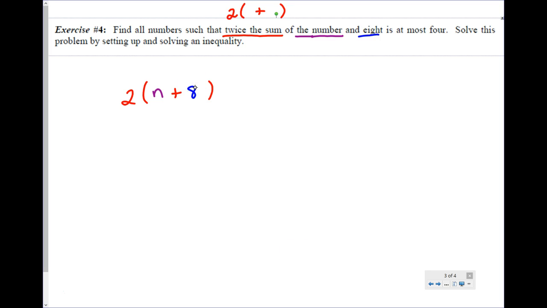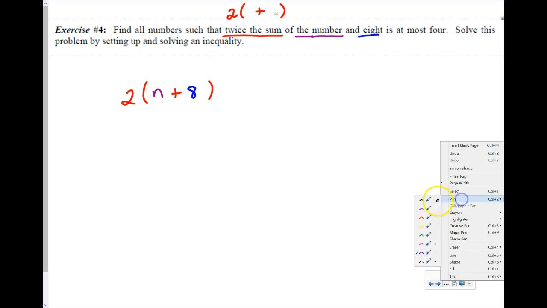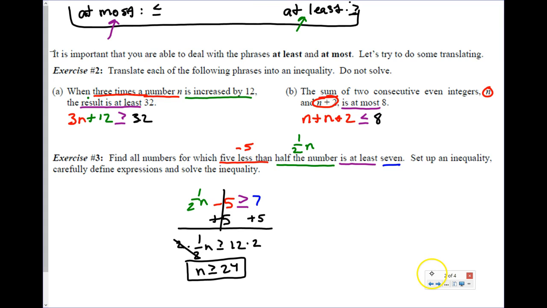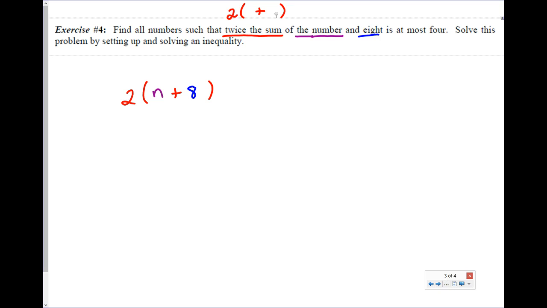Okay, twice the sum of the number and 8. And at most, if I go back and look, what kind of symbol is at most? It's this less than or equal to sign. So that's what I'm going to translate here, is at most.